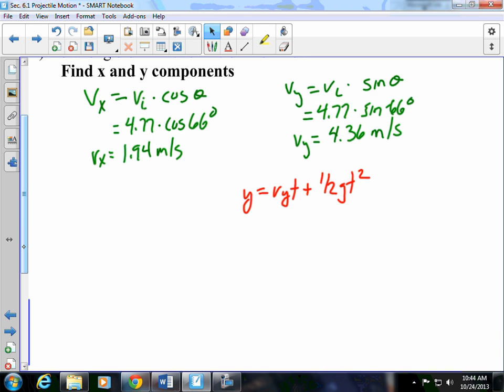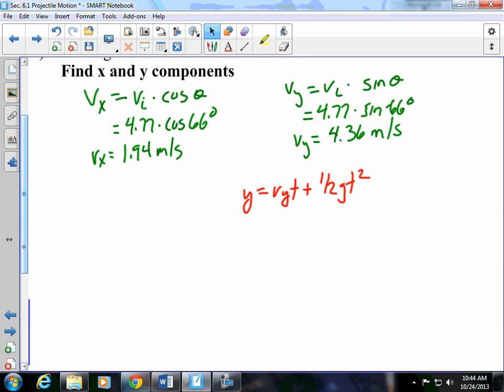All right. We know y. And you're like, well, we don't know y. Think about it. If I kick a ball off the ground, where is that ball going to land? The ground. Is there any height change in that? No. So y is 0.